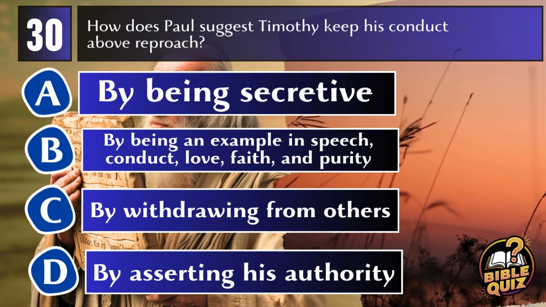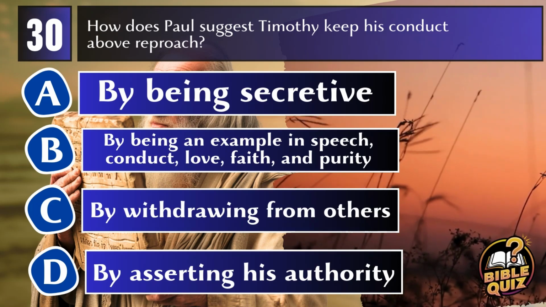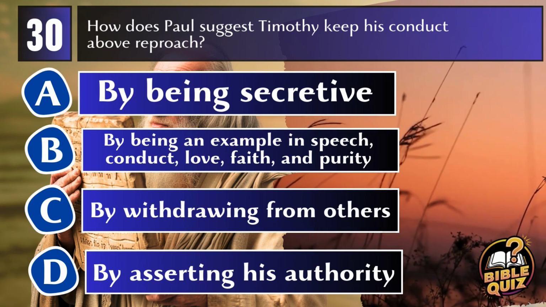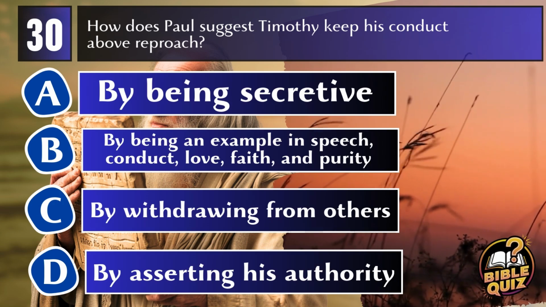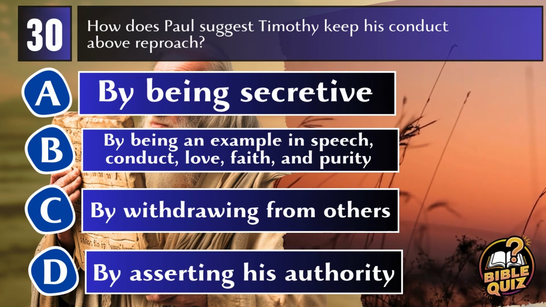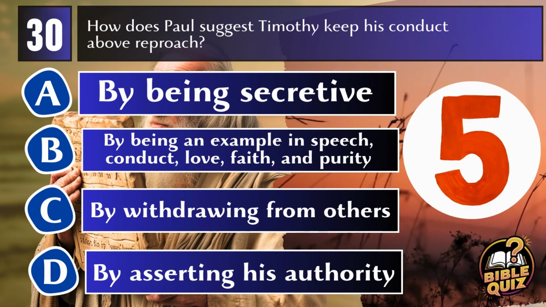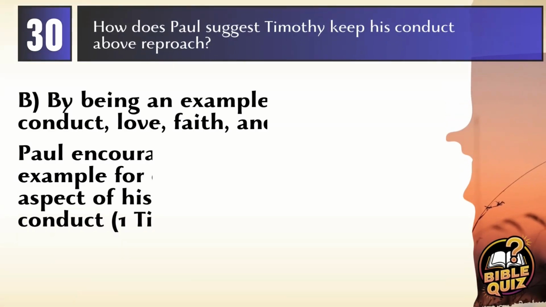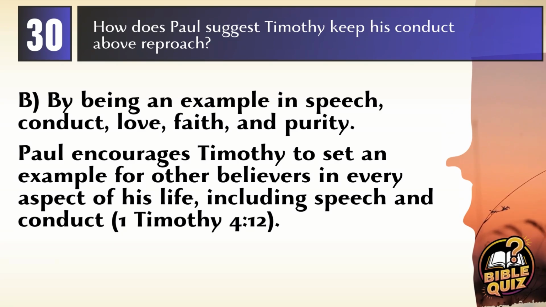Question 30. How does Paul suggest Timothy keep his conduct above reproach? A. By being secretive. B. By being an example in speech, conduct, love, faith, and purity. C. By withdrawing from others. D. By asserting his authority. Answer B. By being an example in speech, conduct, love, faith, and purity. Paul advises Timothy to set an example for the believers in speech, in conduct, in love, in faith, in purity, emphasizing a lifestyle that reflects his teachings. 1 Timothy 4:12.